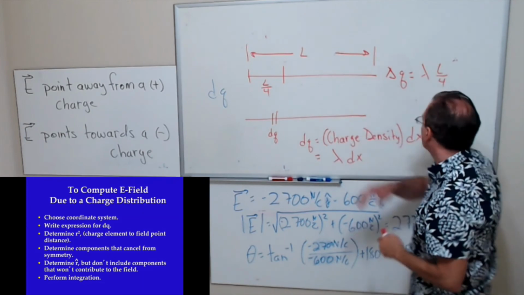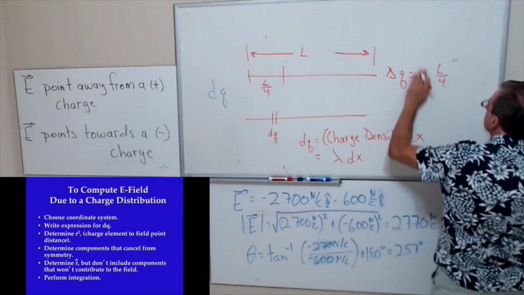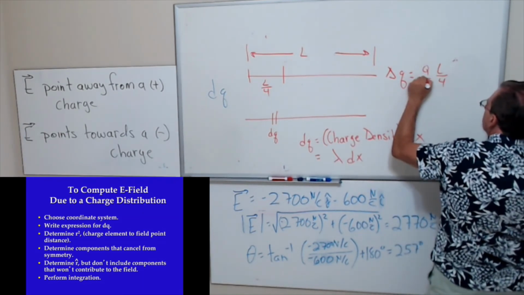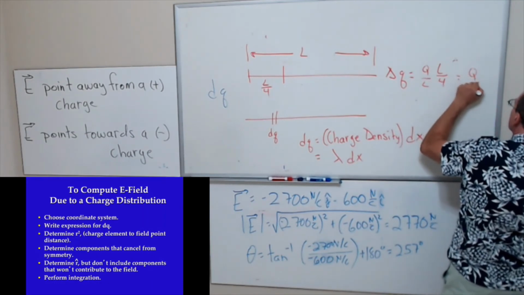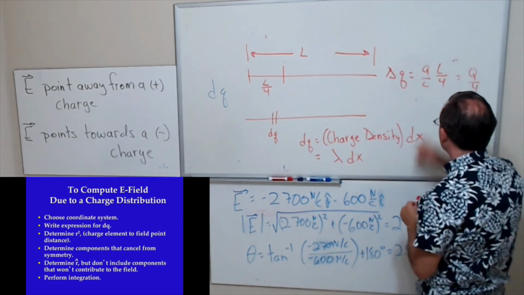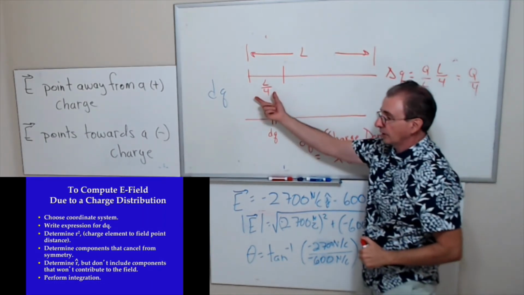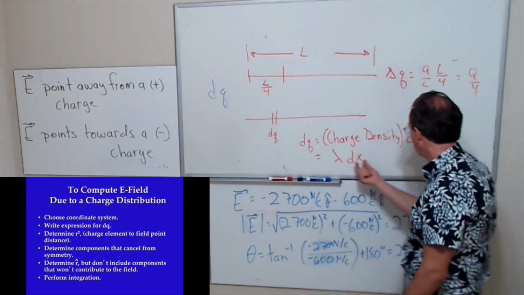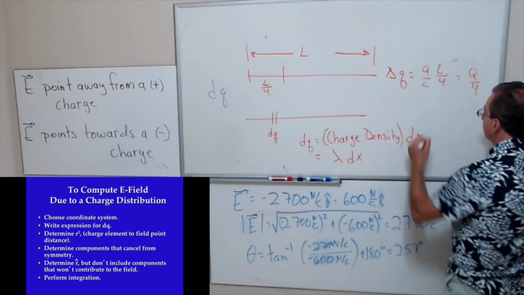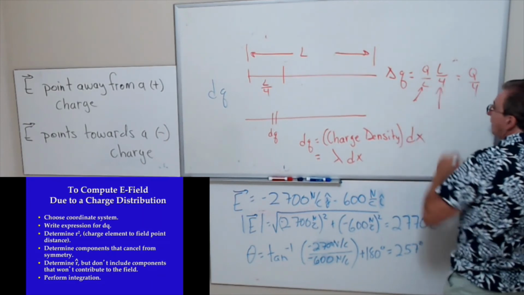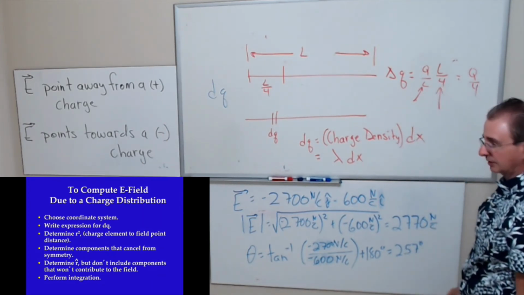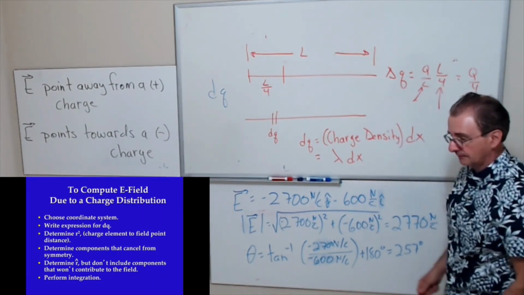Now, if the charge is uniformly distributed, then this is going to be Q over L. And what I'm doing is I'm making my delta x, which is L over 4 here, become infinitesimally small. I basically have the same expression. This is the charge density. This is my element of distance.